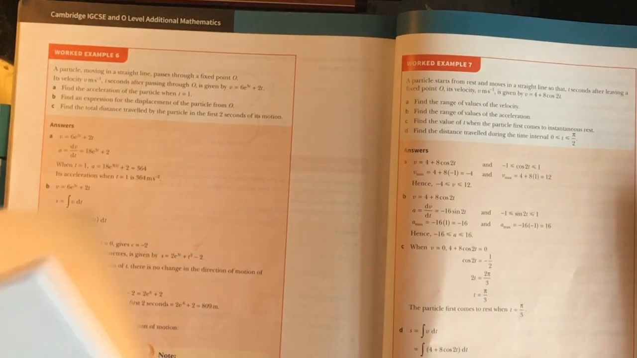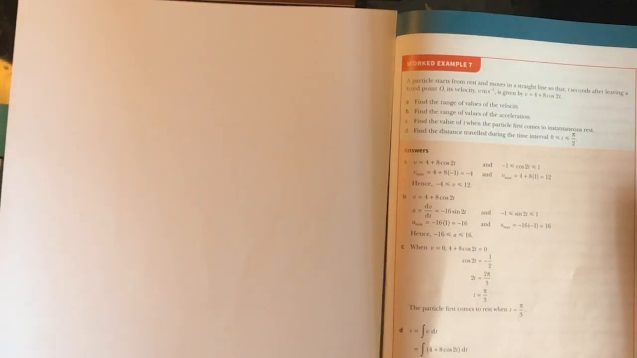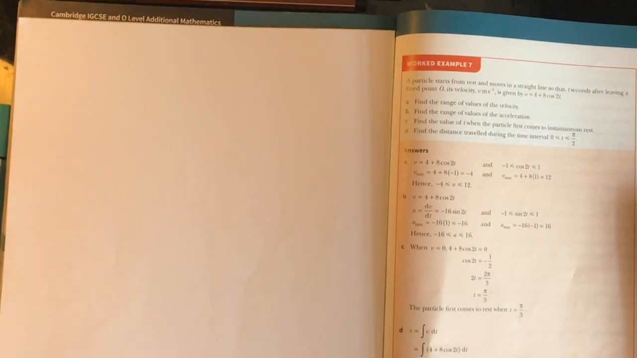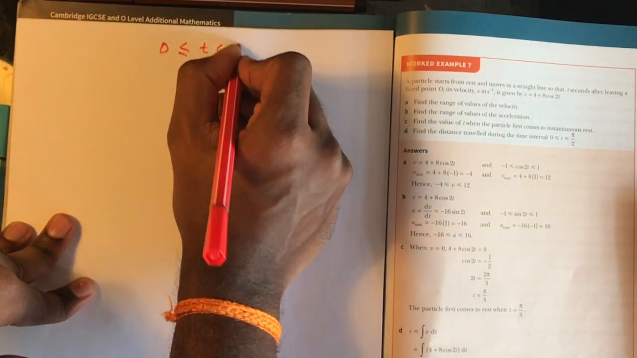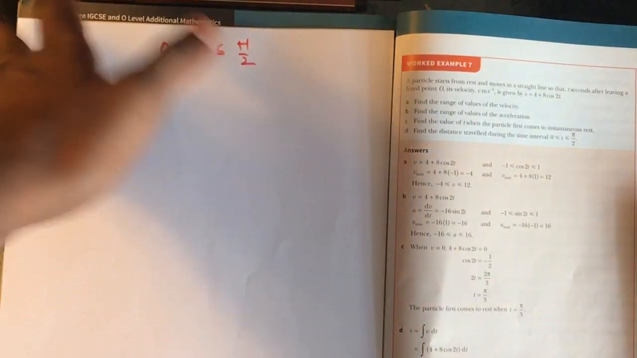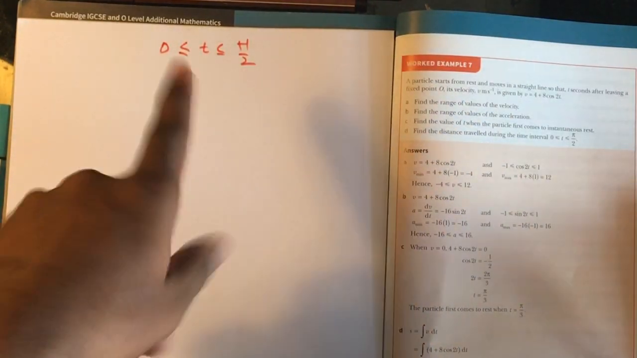Now let's look at question D. Question D is a bit tricky. They say find the distance traveled during the time interval 0 to t, and then pi over 2. They want to know the distance traveled. Like I said, in SVA you need to get displacement, so you have to be careful. Because you get displacement, you have to find each and every value. Now you'll be asking me, sir, am I supposed to find each and everything or not? First you need to know what pi over 2 is, then only can we know what time we're talking about.